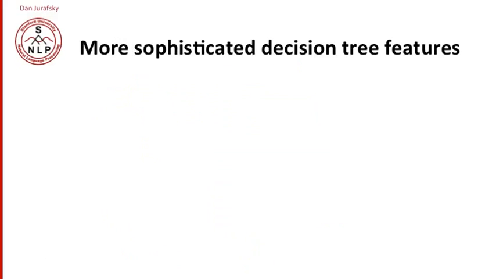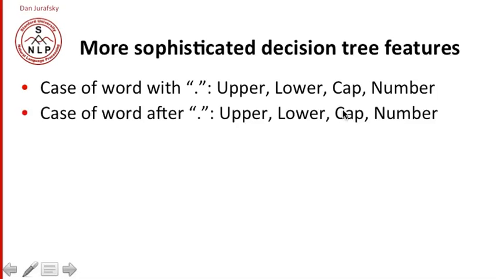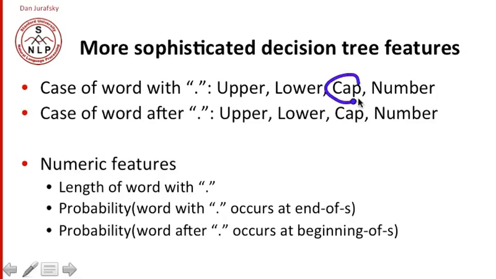And you can imagine arbitrarily sophisticated decision tree features that we could use. So one thing we can use is the case, or it's called the word shape, of the word with a period. Am I an uppercase word? Am I a lowercase word? Am I all caps? So uppercase meaning the first letter is uppercase, lower meaning it's lowercase, cap meaning it's all caps. Am I a number? Any of these kinds of word shape features can give us information. An all caps word is very likely to be an abbreviation. We can look at the word with the period. We can look at the word after the period.